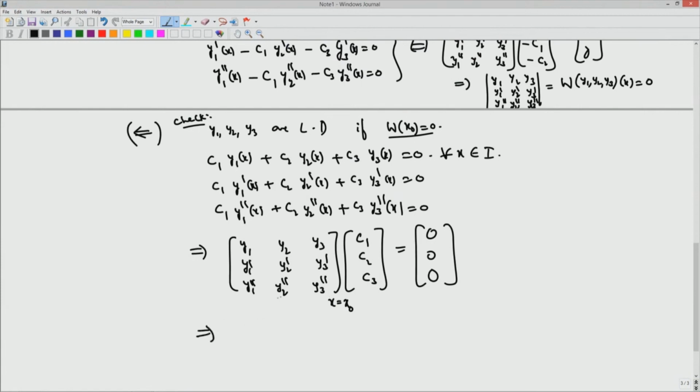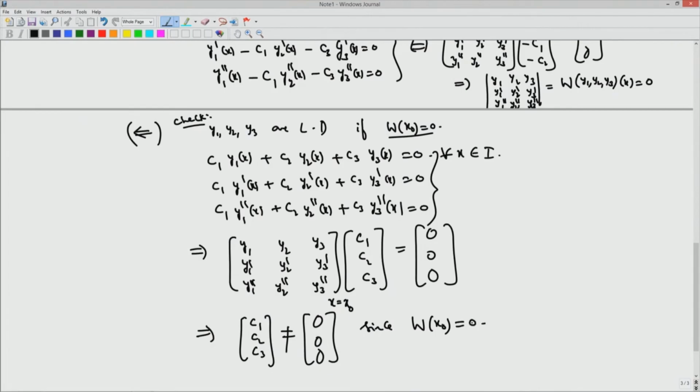Okay, this determinant is 0 implies I can get c1, c2, c3, which are the same constants, from this system, which are non-zero, since the Wronskian at x naught is 0. It's like A, this is your A times the vector, equal to 0. This is the matrix, a 3 by 3 matrix, and the vector. If the determinant of A is 0, meaning the Wronskian is 0, then I have a non-zero solution, that is C1, C2, C3.